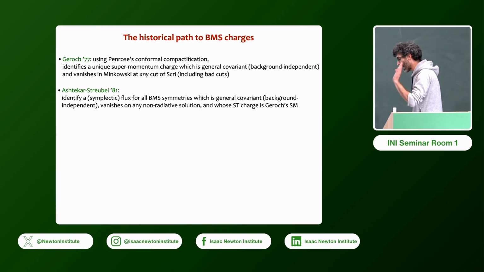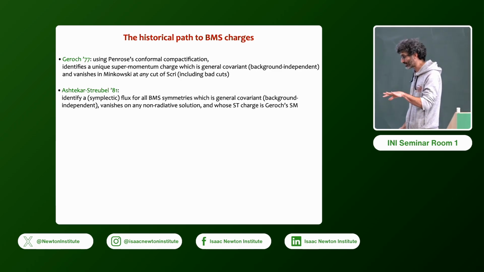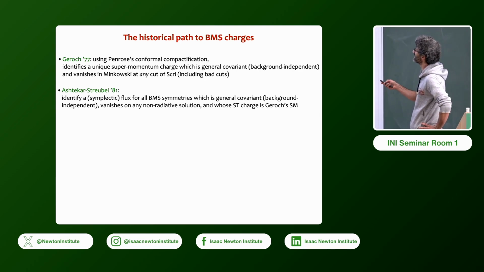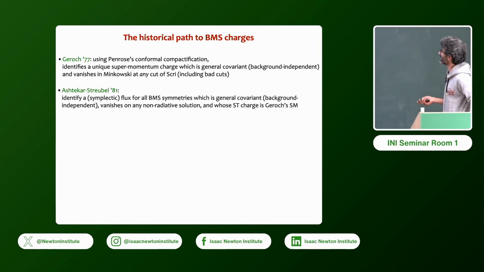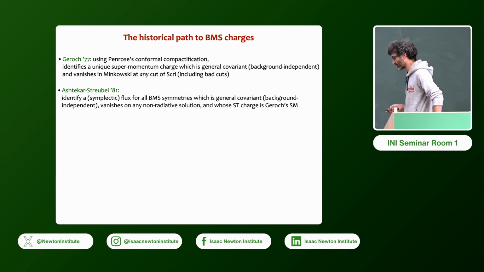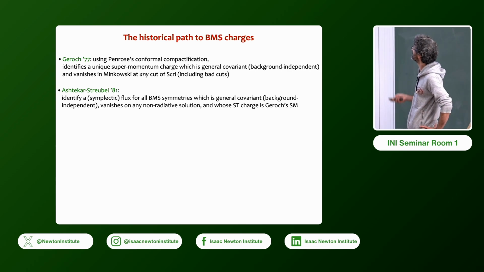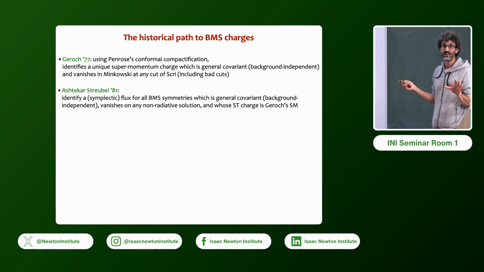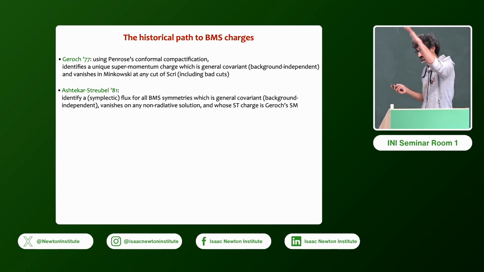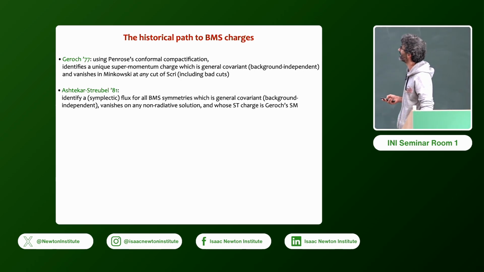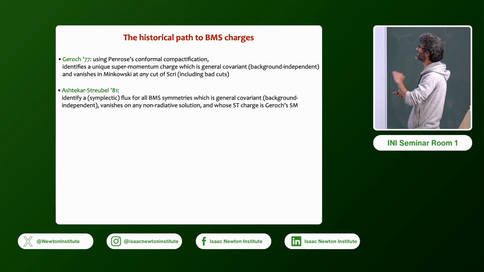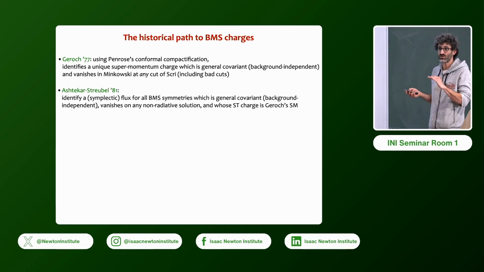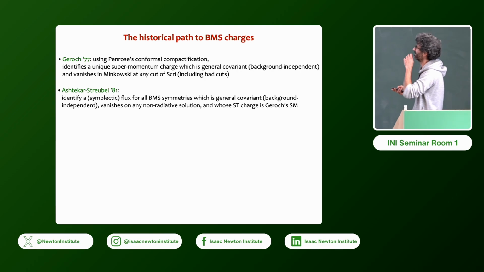The question was how to attribute charges to supertranslations, and that question was answered in '77 by Geroch. He found that there is a unique supermomentum charge with a number of properties that you would like. In particular, it's generally covariant, so it doesn't depend on any arbitrary structures, such as choices of foliations or choices of conformal factor, and it vanishes in Minkowski at any cut of scri, which is non-trivial because even in flat Minkowski you can have non-trivial shear, for what I was saying.